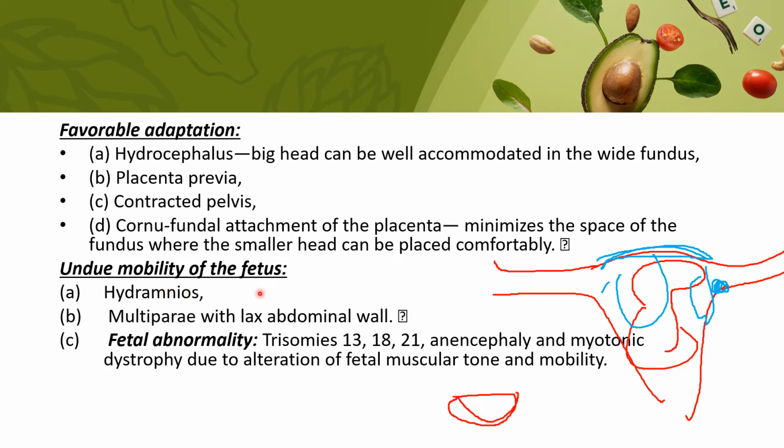Undue mobility of the fetus, the fetus cannot move. Hydramnios, that is polyhydramnios, with a large amount of amniotic fluid, the fetus also cannot move properly. Then multipara with lax abdominal wall, then fetal abnormality such as trisomy and anencephaly. In these conditions the fetus cannot rotate or move. Okay, clear?